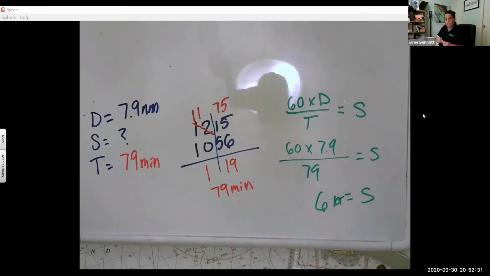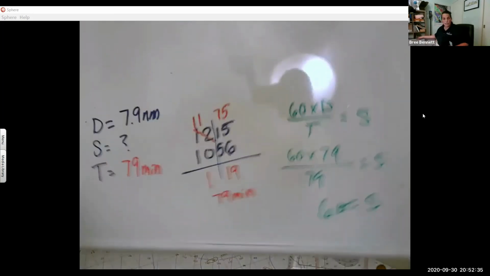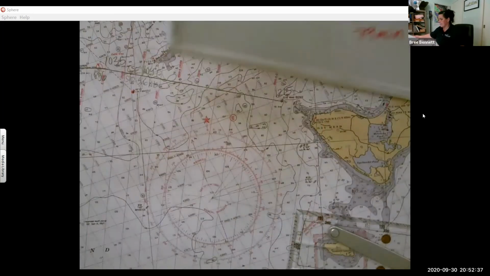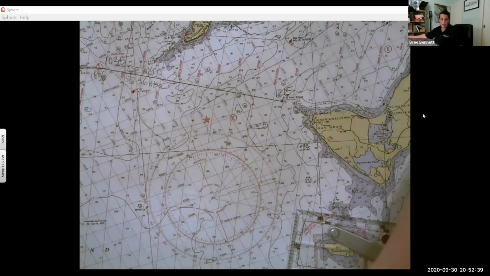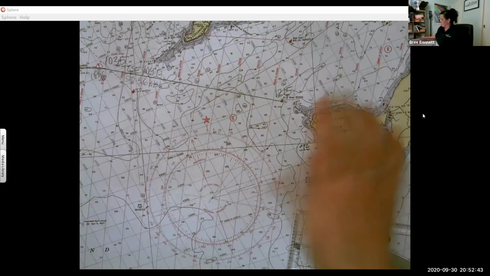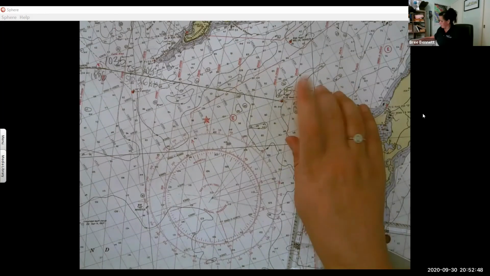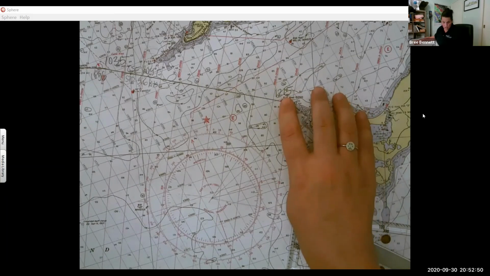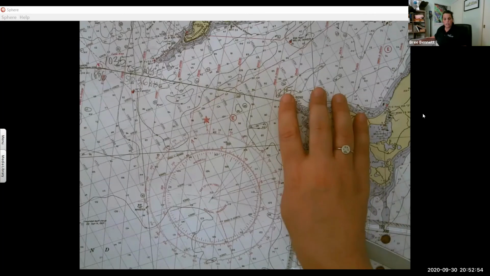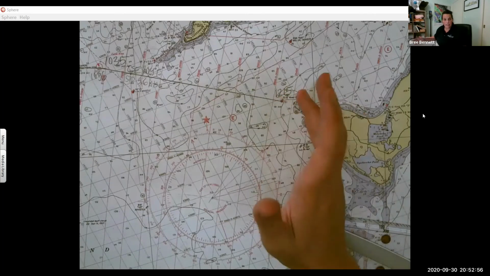is our speed. So we are going a little bit faster than whatever current was pushing us along the first time, it's still pushing us along this time. So hopefully we're in the Vineyard Sound here and less affected by this current that's pushing us. But yes, our speed made good was 6 knots.